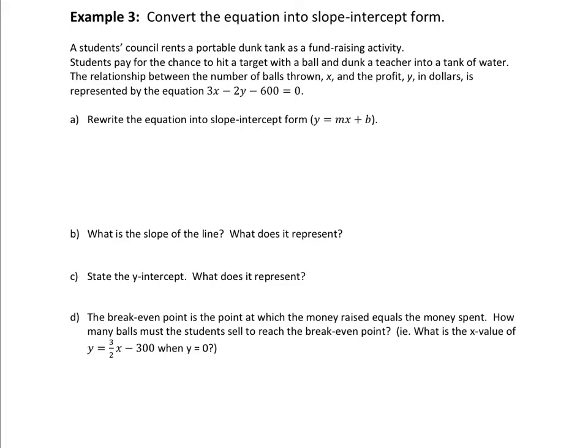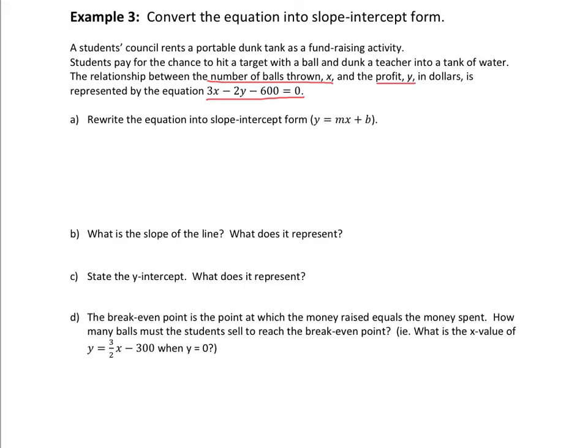We have Students' Council rents a portable dunk tank as a fundraising activity. Students pay for the chance to hit the target with a ball and dunk a teacher into the tank of water. The relationship between the number of balls thrown, x, and the profit, y, in dollars is represented by the equation 3x minus 2y minus 600 equals 0. Rewrite the equation into the slope-intercept form, or y equals mx plus b.